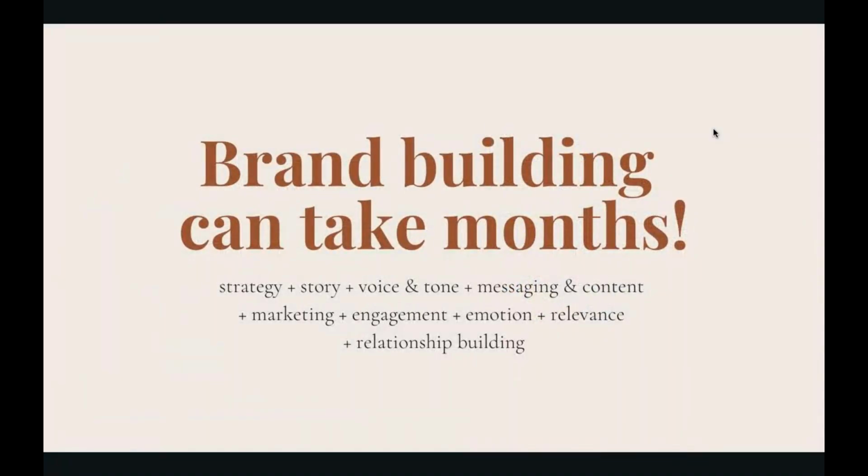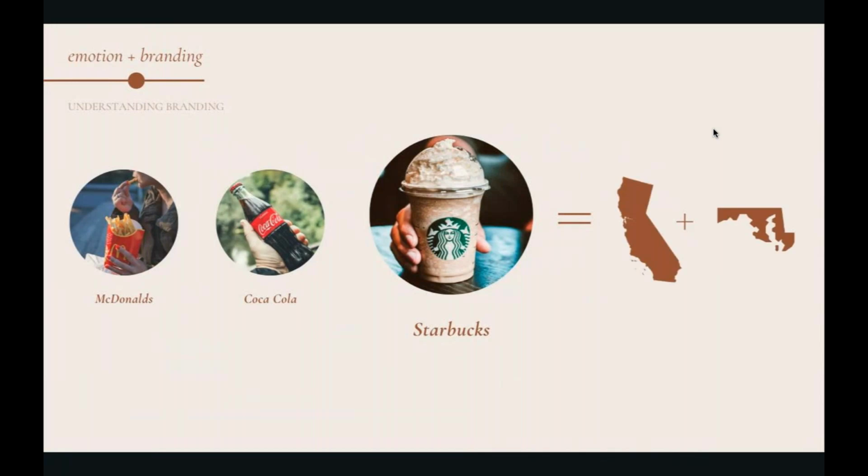Okay, so branding can take months or even years, and brands are always evolving. So to understand branding, you have to also understand that branding is not just the visual identity, which we'll be covering a lot of the intro to visuals today, but it's also strategy, your story, which will inform your voice, tone, narrative, and content. Branding is also marketing, engagement, emotion, relevance, relationship building, everything from how you answer emails and customer service to social media captions. It's all of those things. And I want to specifically speak to brands that we've built an emotional connection with, because emotional connection is something that's very important when it comes to branding.